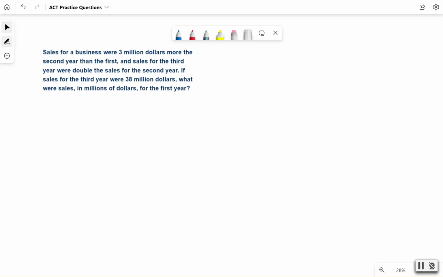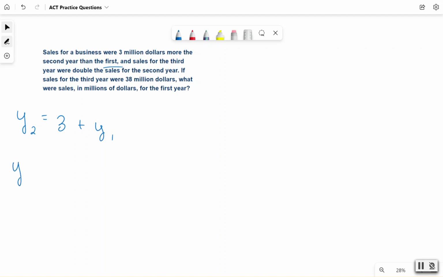First, we're going to do that for year number 2. So it says sales for a business were $3 million more the second year than the first year. So we're going to define that as Y2, year 2, were $3 million more than the first. So we're going to go 3 plus Y1, year 1. Now we have another equation that we have to create, and it's for the third year.